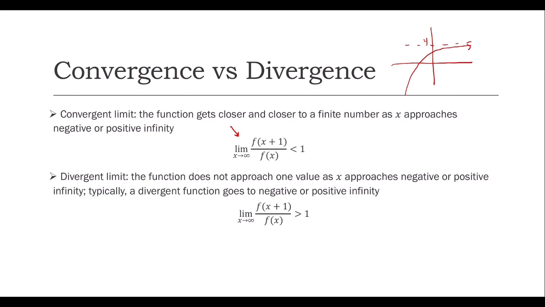You have a divergent limit if the function does not approach one value as x approaches negative or positive infinity. Typically, a divergent function will go to negative or positive infinity. So this is when the limit of f of x plus 1 over f of x is greater than 1. So it would look something like this. It could go to infinity, it could go to negative infinity. These would have to be separate functions. But it would look something like that.